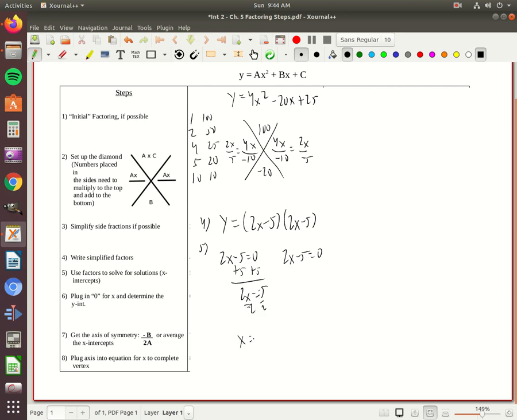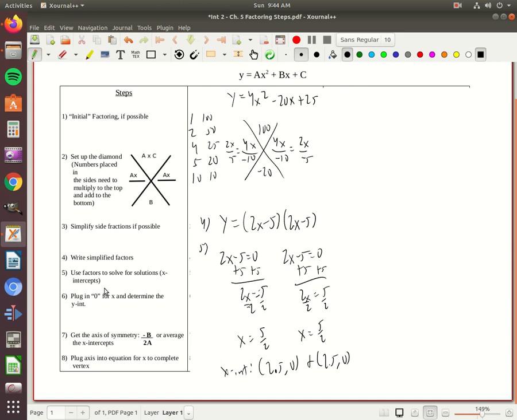Anyway, so I'm going to get the same thing twice here, right? So 2x equals 5, divided by 2, x equals 5 halves. So I get (2.5, 0) and (2.5, 0). So these are going to be my x-intercepts, and I have the x-intercepts twice, which is kind of weird.